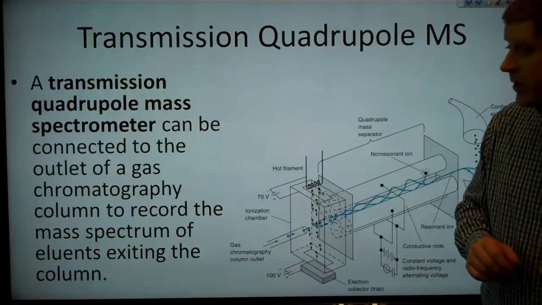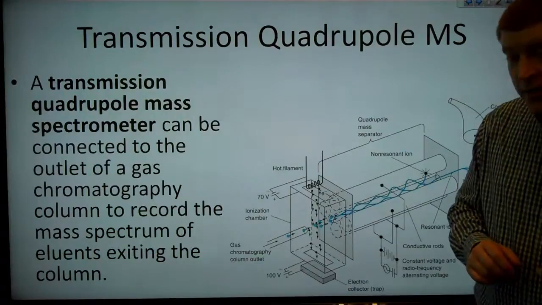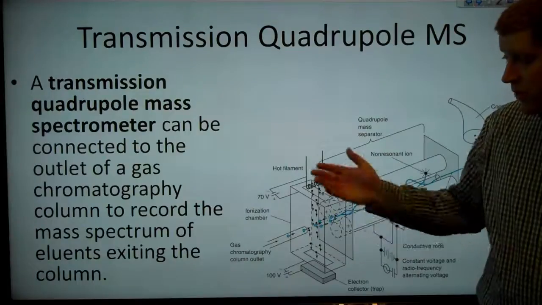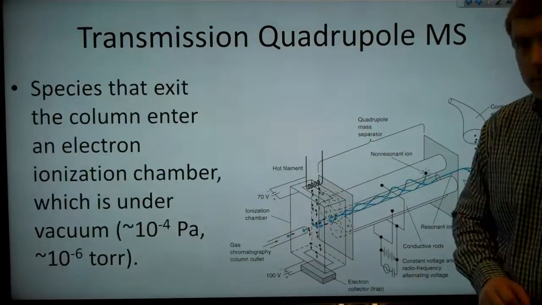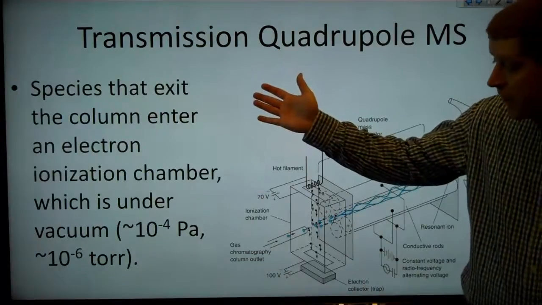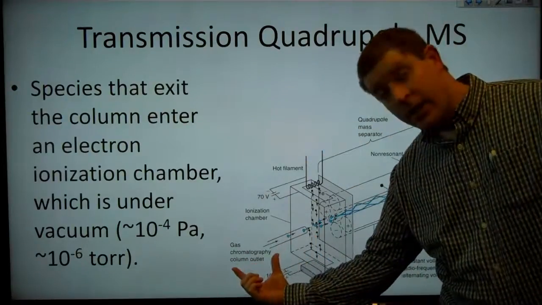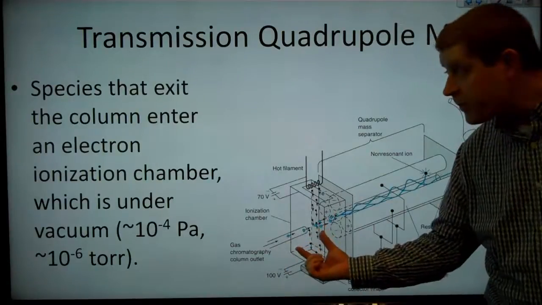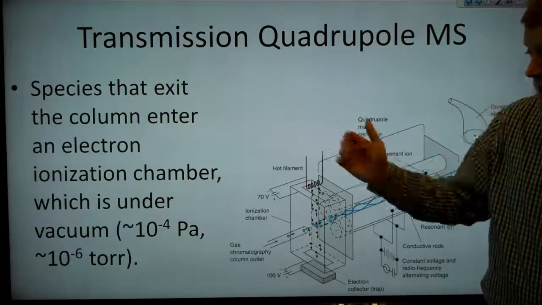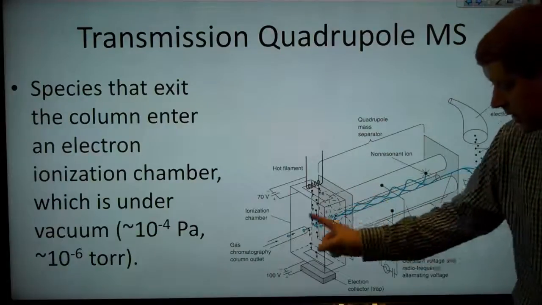transmission quadrupole mass spectrometer can be connected to the outlet of a gas chromatography column in order to record the mass spectrum of eluents exiting that column. So, species that exit the column, they're coming off the column and then they're entering the mass spectrometer here. So they're entering the electron ionization chamber, which is contained at this portion.